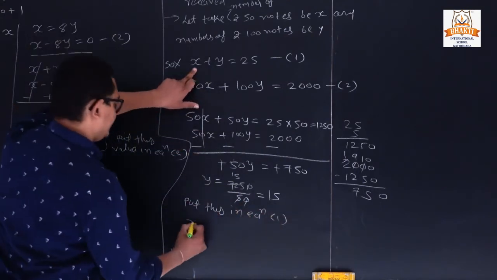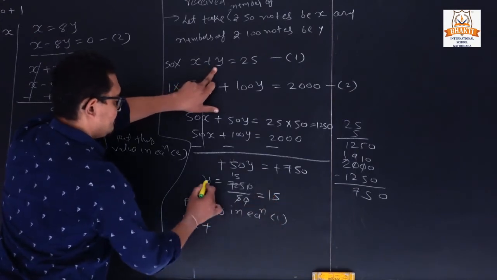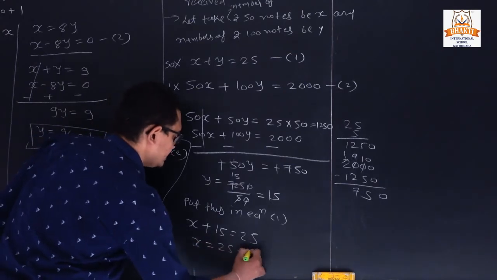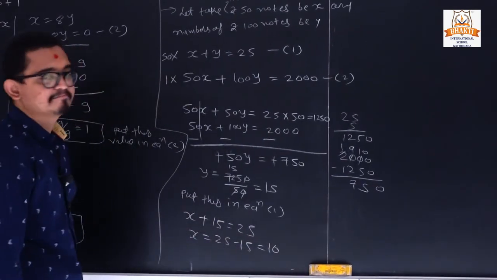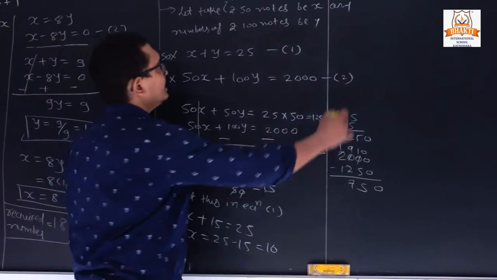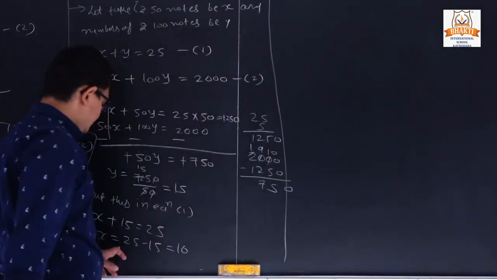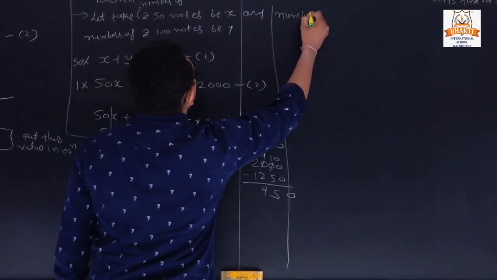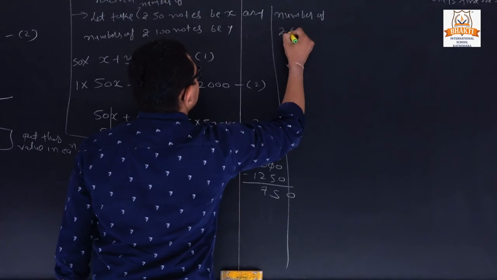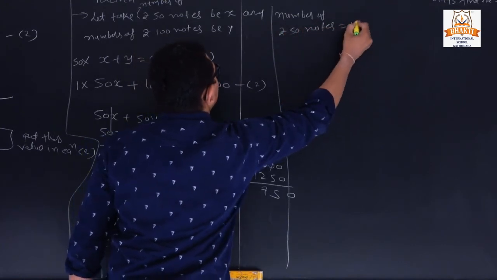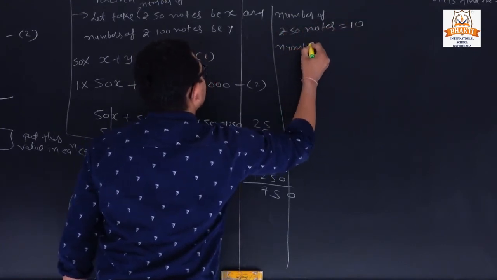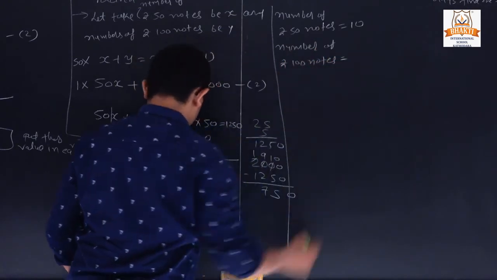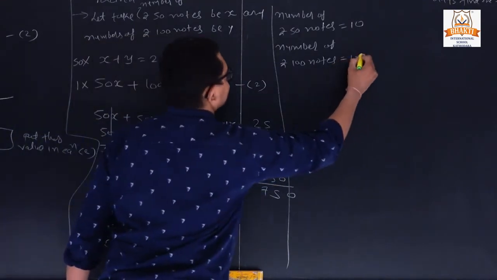Now put this in equation number first. Here x, what is the value of y? Y is replaced with 15. So x is equal to 25 minus 15, so it will be 10. So we can write like that: number of 50 rupee notes is equal to 10, and number of 100 rupee notes is equal to 15.